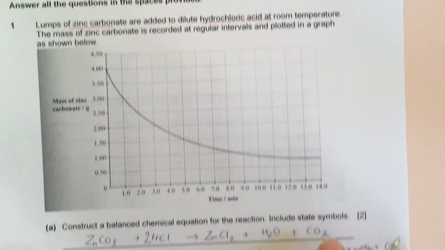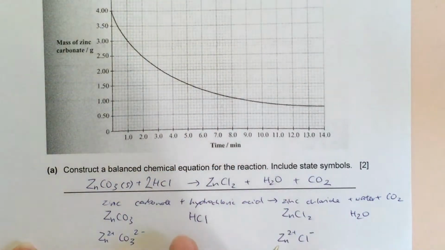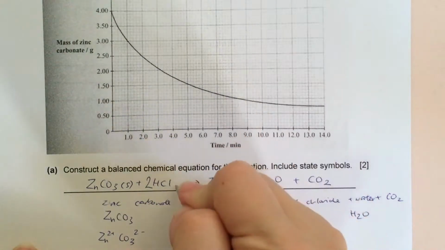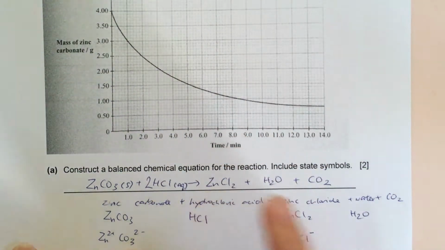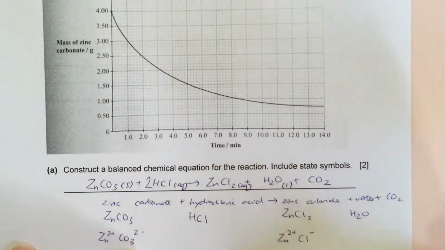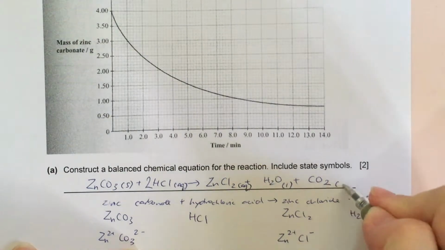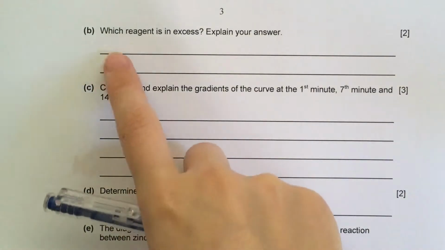So zinc carbonate, they say lumps of zinc carbonate. So it means it's solid. Also, all carbonates are insoluble except for sodium, potassium and ammonium. Hydrochloric acid is aqueous because it's an acid. All chlorides are soluble except for silver and lead. So zinc chloride will be aq. Water will be small letter l. Carbon dioxide g.